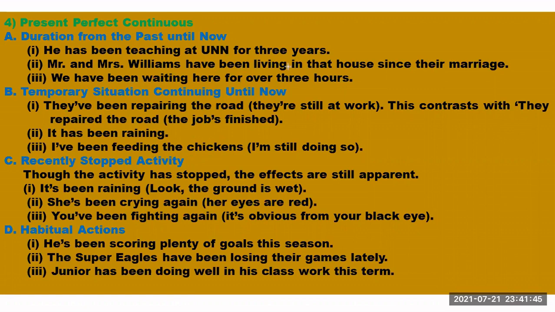Mr. and Mrs. Williams have been living in that house since their marriage. There's no evidence that they have moved out. They are still living there. We have been waiting here for over 3 hours. The waiting is still going on.